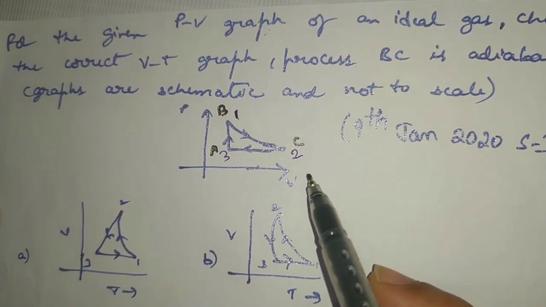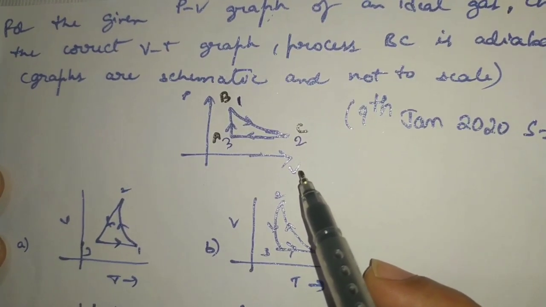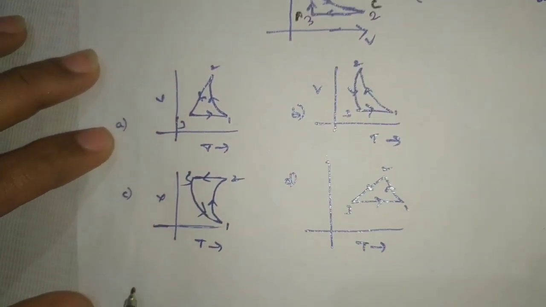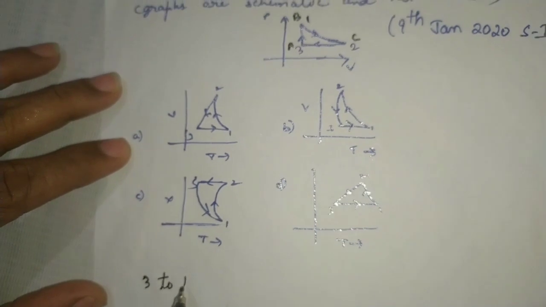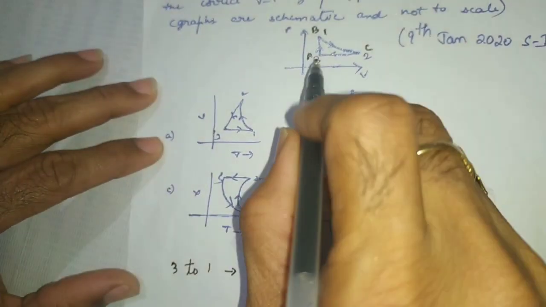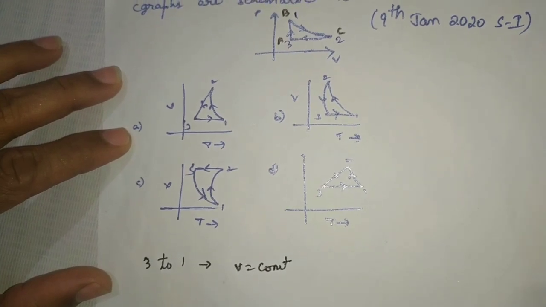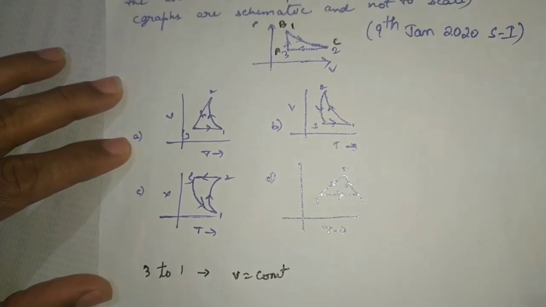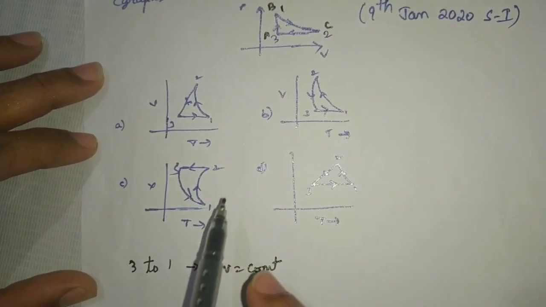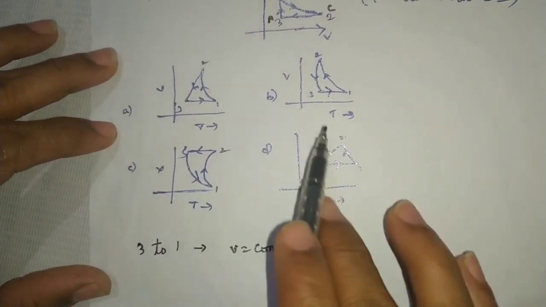So, this is the pressure-volume graph. We have to choose the corresponding volume-temperature graph. So, consider the process 3 to 1. In the given question graph, 3 to 1 shows volume is constant. Volume constant means A, B, D may be correct. For all these, in process 3 to 1 volume is constant, A, B, D. So, the answer may be among these 3.